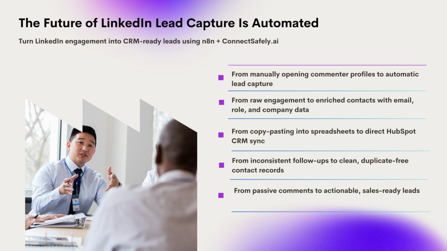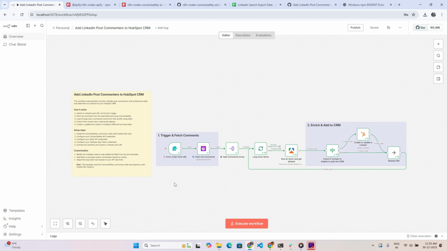Paste a LinkedIn post URL, and it pulls every commenter, enriches their profile with email and company data, and adds them straight to HubSpot. Let me walk you through it. Here's the flow. You submit a LinkedIn post URL through a simple form. ConnectSafely.ai fetches all the comments from that post, names, profile URLs, what they said. Then it loops through each commenter and runs them through Apify to enrich the data.